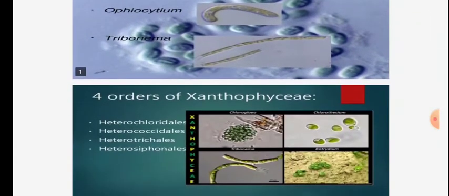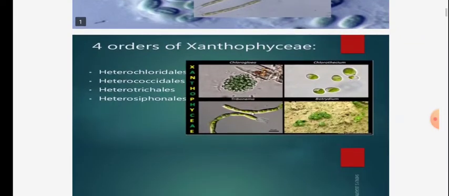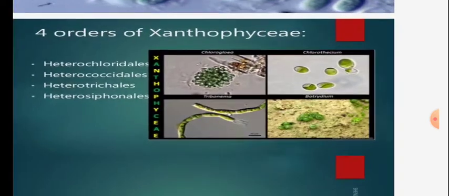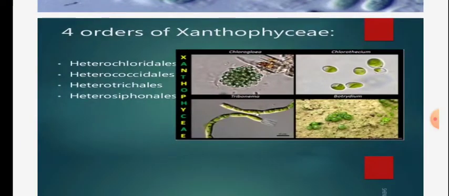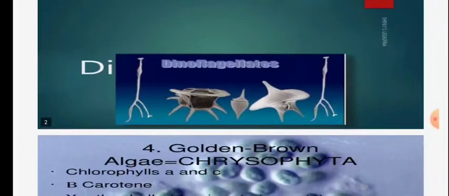Then in the Xanthophyta, there are these four orders in the family Xanthophyceae: heterochloridales, heterococcidales, heterotrichales, and heterosiphonales. So these members generally look like this. It is the characteristic for this one.